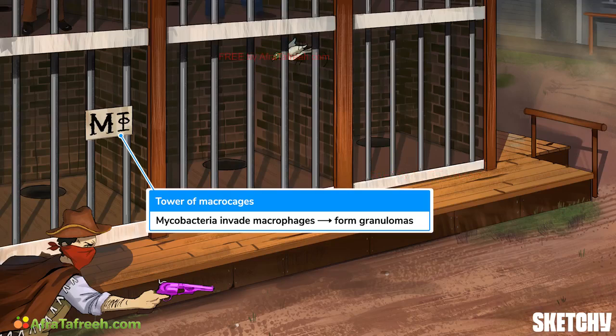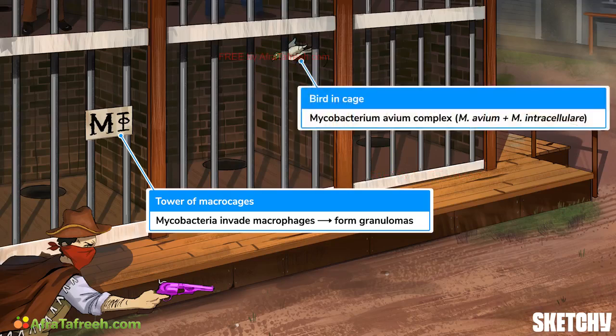See this bird we've drawn inside the jail cell? It's our symbol for Mycobacterium avium complex, which is comprised of the species Mycobacterium avium and Mycobacterium intracellulare. The bird works as a symbol for both MAC and M. avium, while the fact that it's inside should remind you of intracellulare.